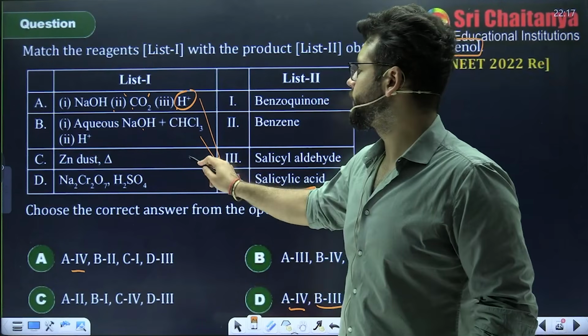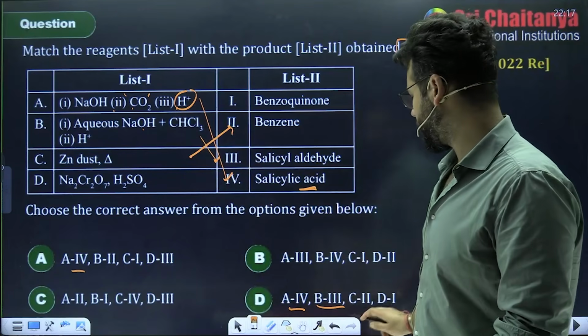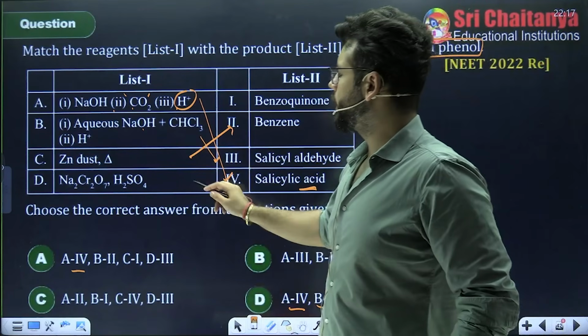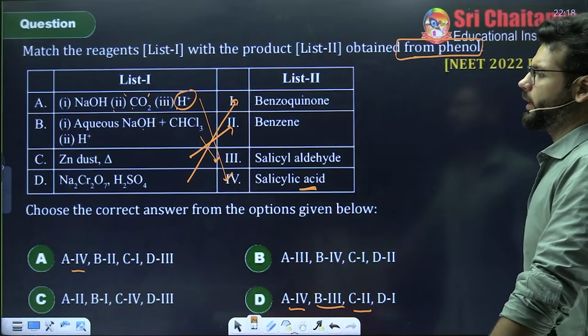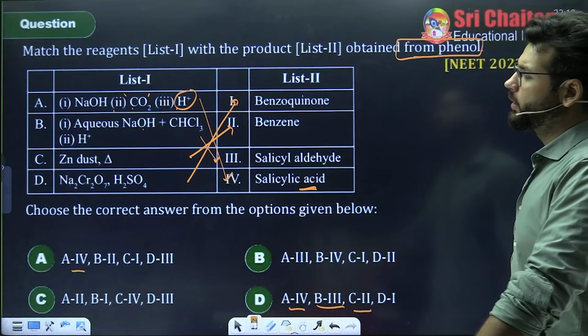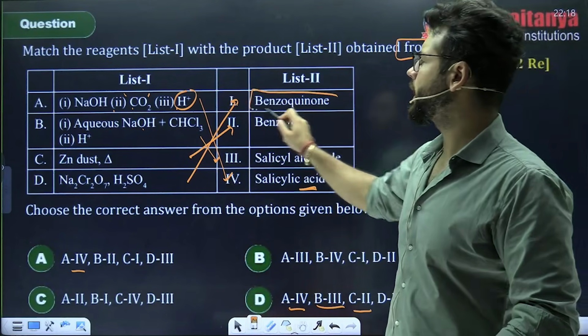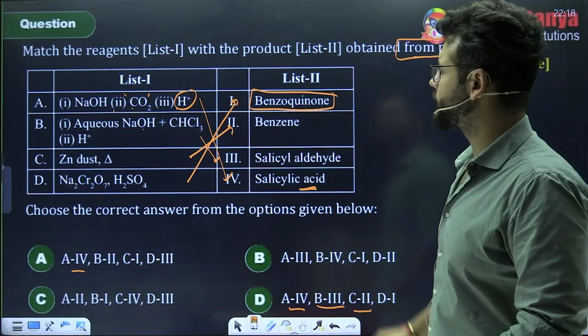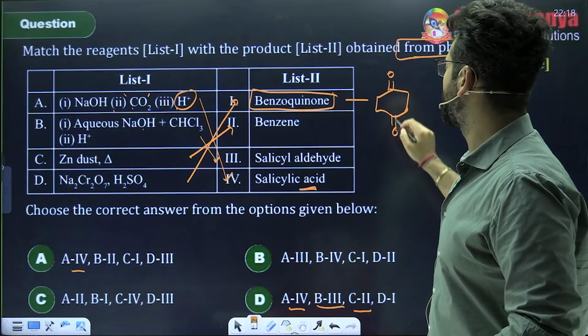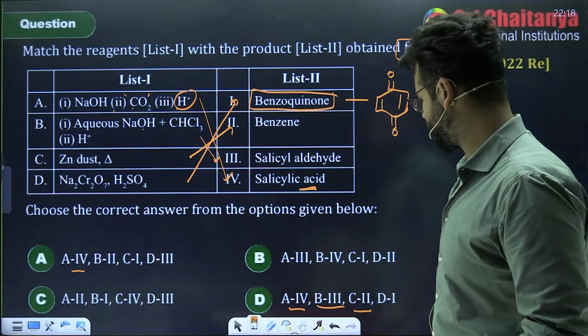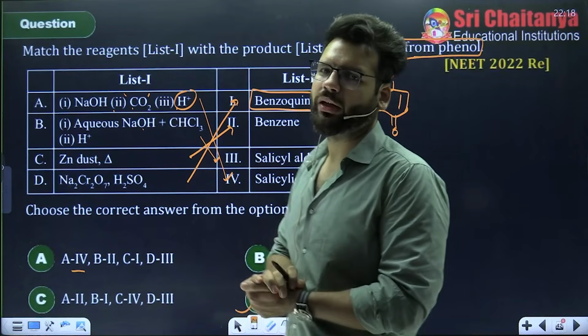Zinc dust, which is reduction to benzene, preparation of benzene. And with dichromate or dichromic acid, it gives you benzoquinone, which is a dark colored compound. Aniline also gives this. This is benzoquinone. Aniline also gives this. Phenol also gives the same. D1. So option D. Okay.